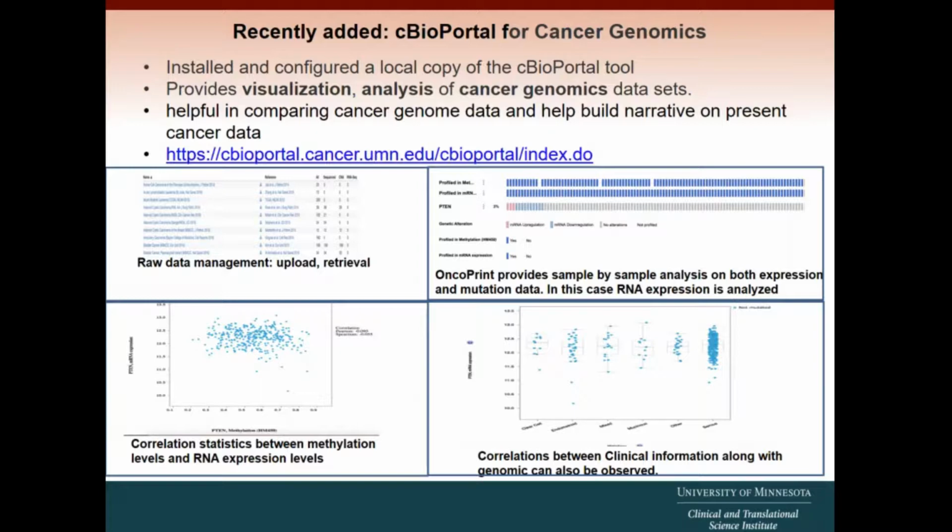cbioportal.cancer.umn.edu, and you can upload genomics data. You can retrieve data. You can do correlation statistics between RNA expression and methylation, and oncoprints and correlations between clinical information along with the genomics data can be observed. So all these features are now available through cBioPortal, and it has been available since June. We have seen 2 or 3 projects with LPIs use this tool. So we're trying now to share with the community that it's available and running.